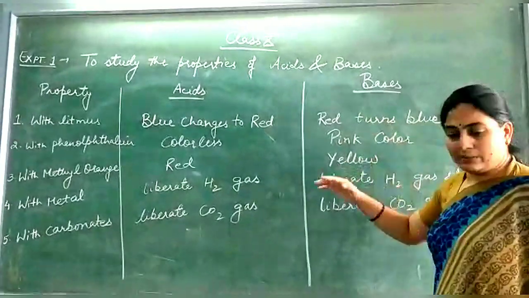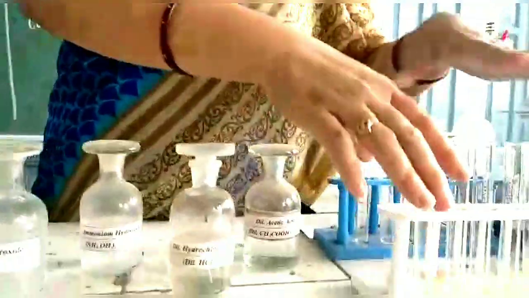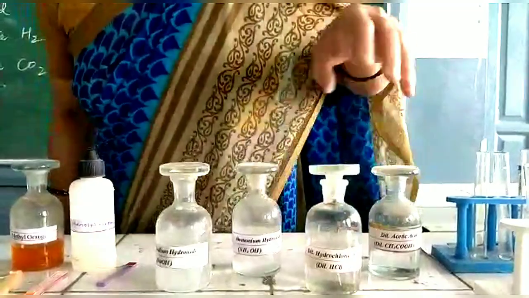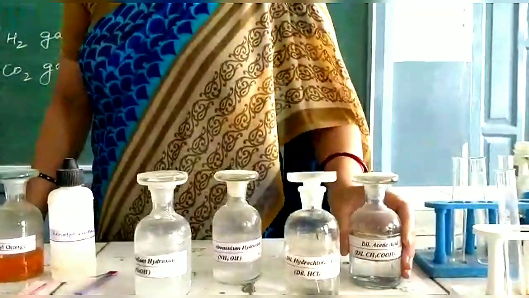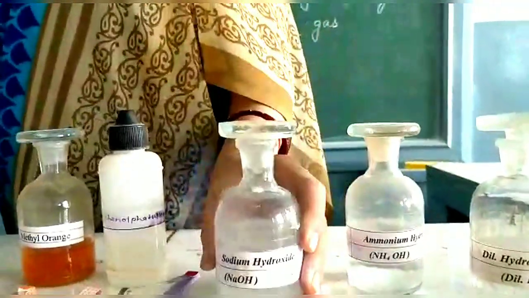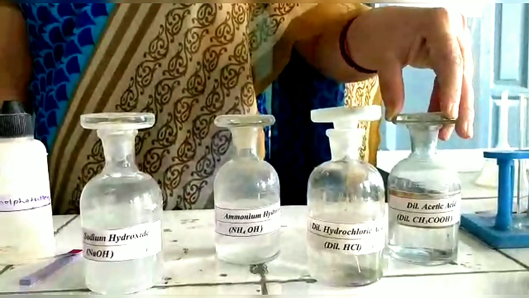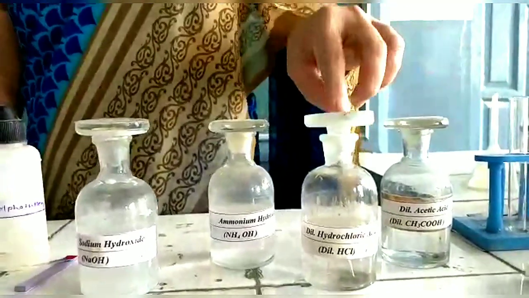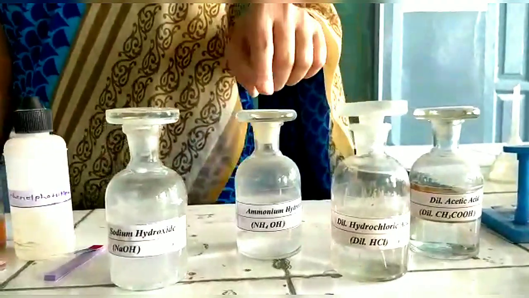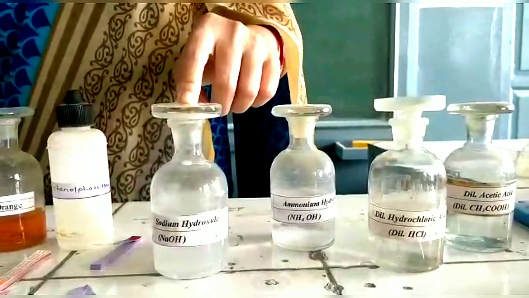So let's see how. I have certain chemicals here. Here is a stand full of test tubes. I have certain acids, dilute HCl and dilute acetic acid. I have bases also, ammonium hydroxide and sodium hydroxide. Now what are the differences? This is dilute acetic acid, which is a very weak acid. This is hydrochloric acid, a strong acid. Ammonium hydroxide is a weak base. Sodium hydroxide is a strong base.